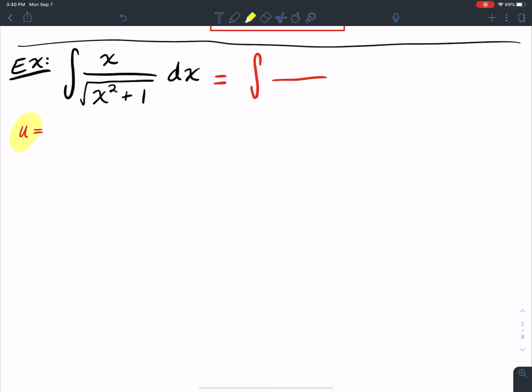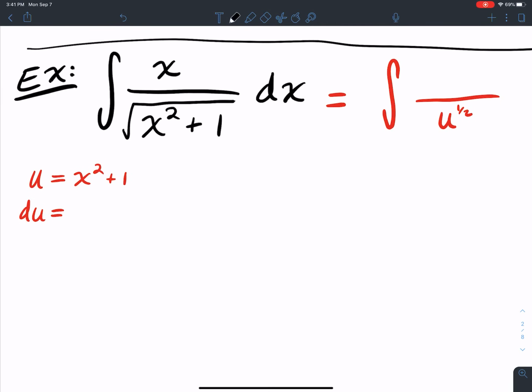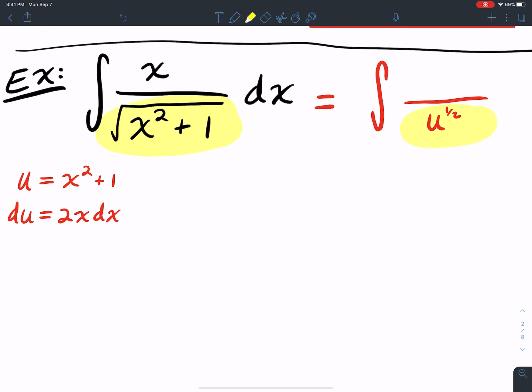So let's pick u equal to the inside here, x squared plus 1. Then I can replace this nasty thing with the square root of u, which we know to be u to the 1/2. Okay, so that's where that's coming from. Now to take the differential, the derivative of u is 2x dx. That's a differential there. But I've got a situation again. I took care of the denominator with this, so all I have left is this x dx here, but I have 2x dx there.